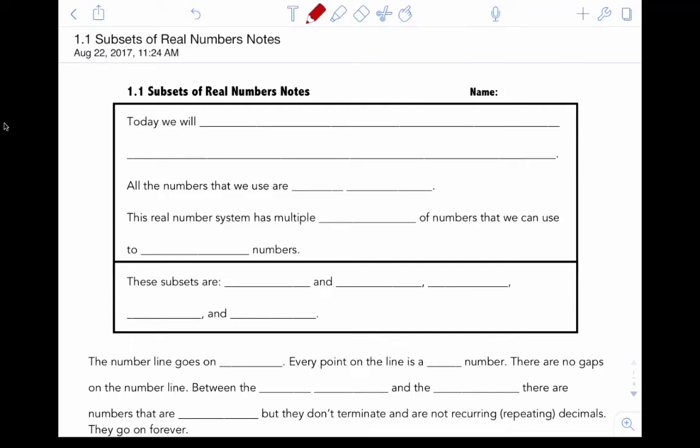We're going to go ahead and go through the notes for section 1.1, subsets of real numbers. So our objective for today is that we're going to understand the real number system, and we're also going to understand its subsets.